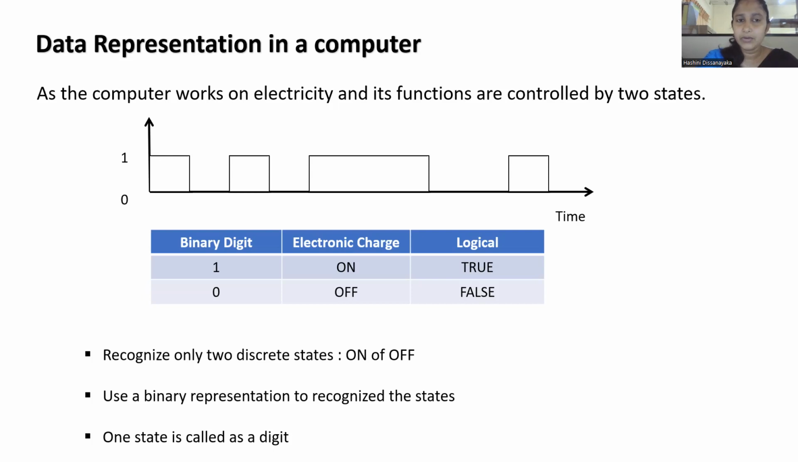As the computer works on electricity and its functions are controlled by two states. These two states we call 1 and 0.